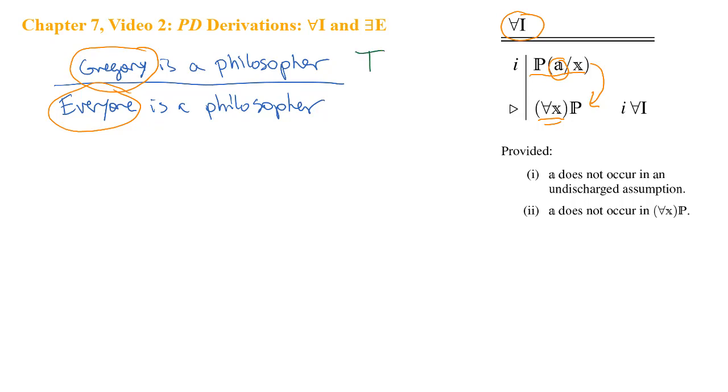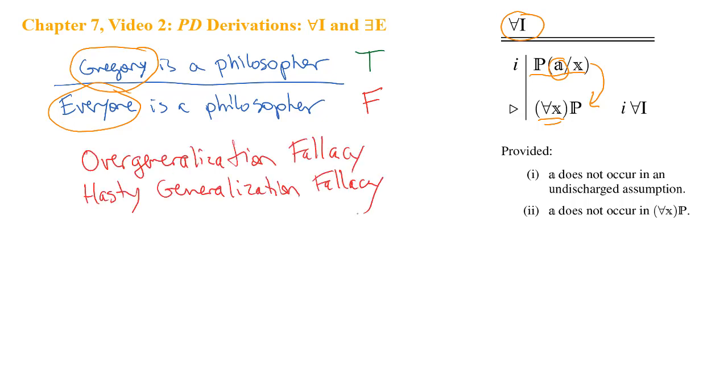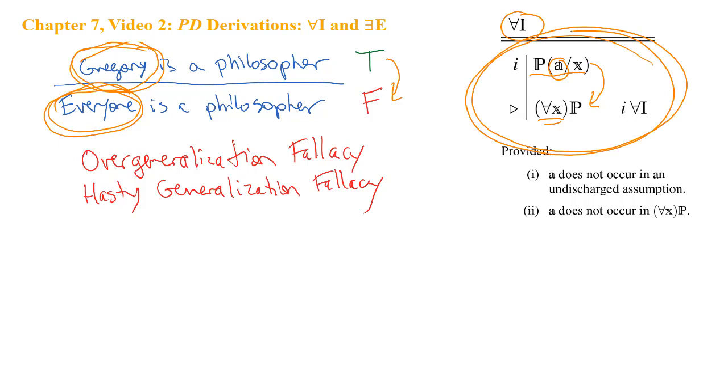While it's true that I am a philosopher, it's clearly false that everyone is a philosopher. In fact, this is essentially an overgeneralization or hasty generalization. That is, you can't make a fully general conclusion from just a particular example. There's no guarantee that it won't lead you astray, as we see in this case, leading from a truth to a falsehood. So why do we have a rule form that allows us to do it?